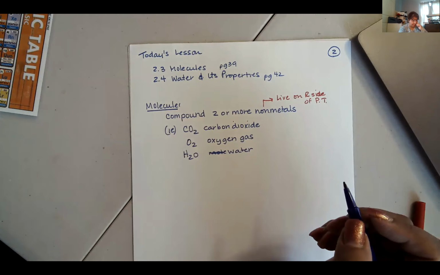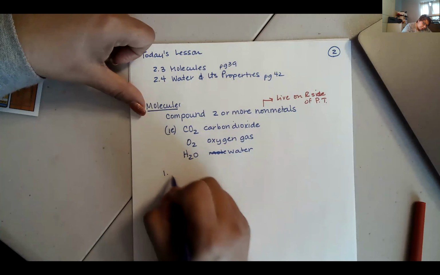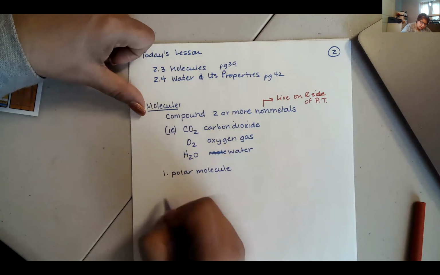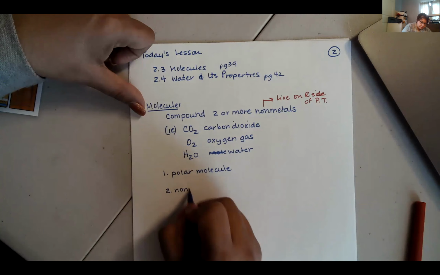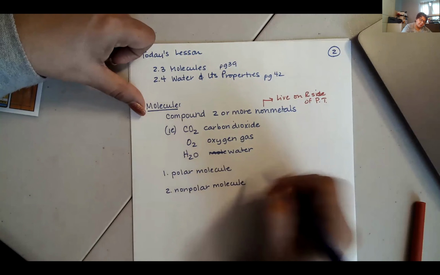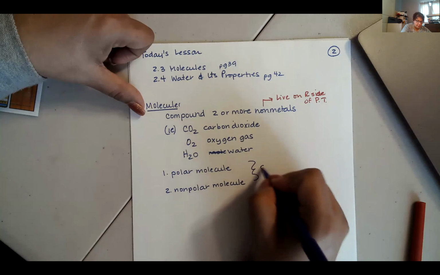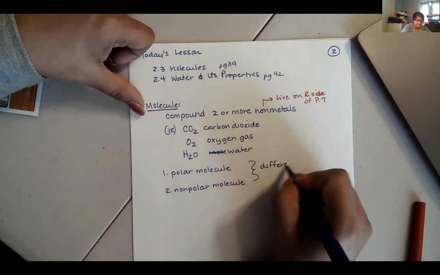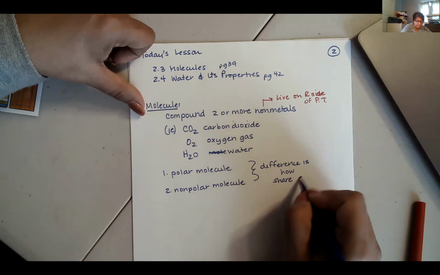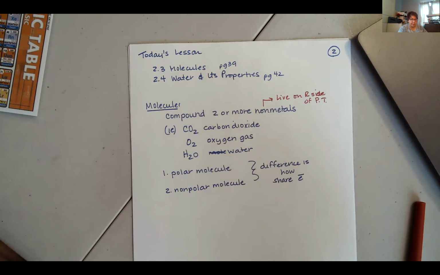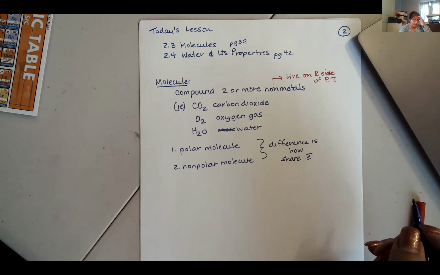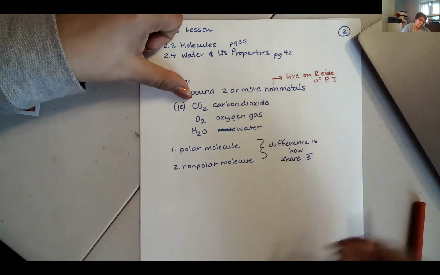Now, there are different kinds of molecules. There's what we call a polar molecule. And then we have non-polar molecules. And the difference between them is how they share electrons. We'll start with something simple like carbon dioxide.